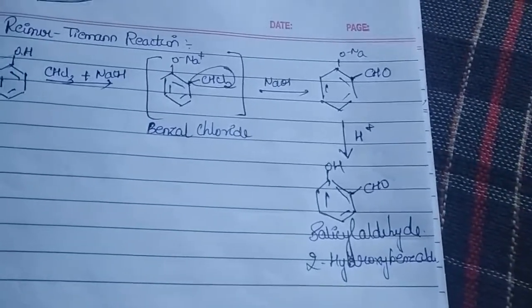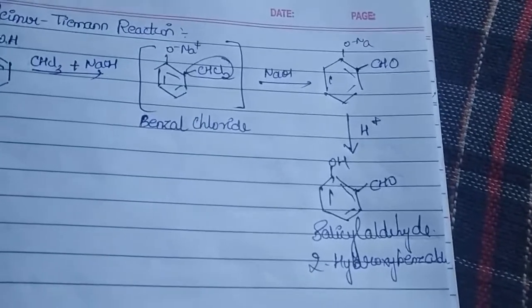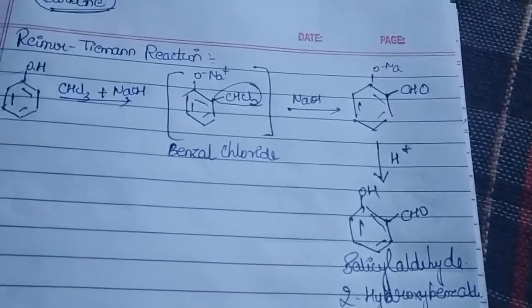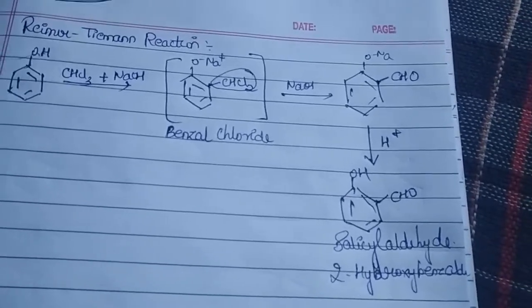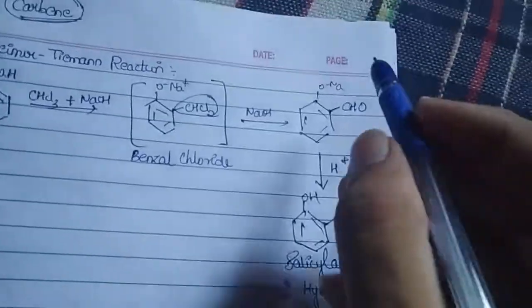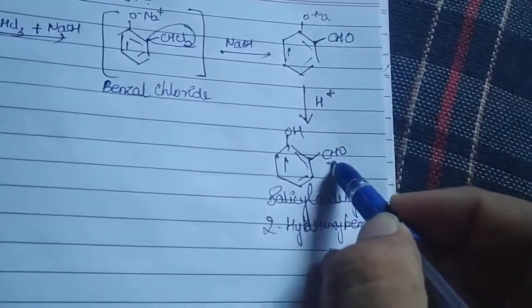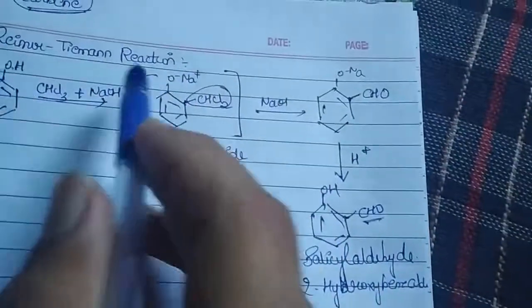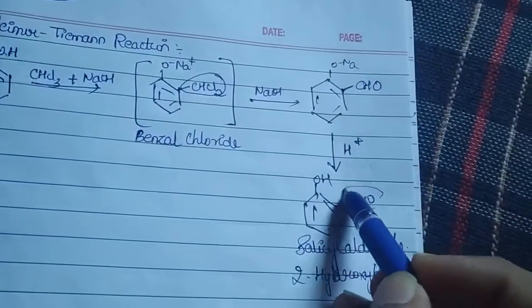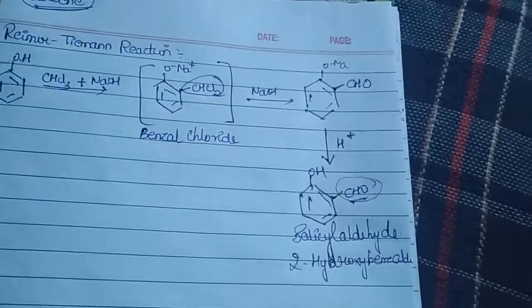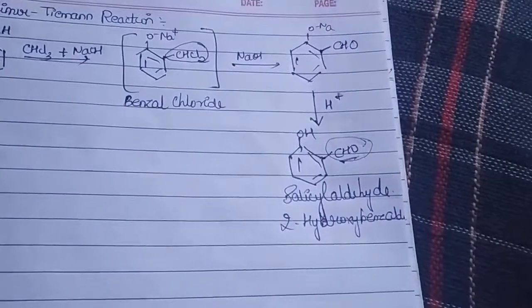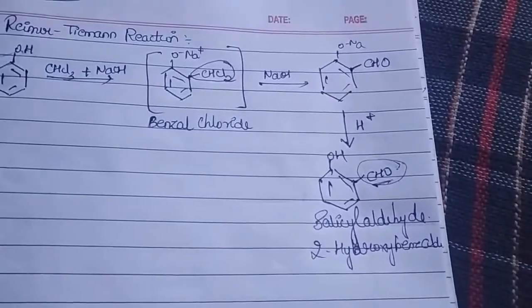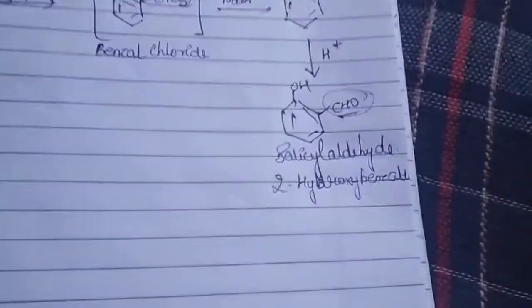because in Kolbe's we saw how we can prepare salicylic acid. I repeat, in Kolbe's we get the preparation of salicylic acid. In the Riemer-Tiemann reaction we are studying the preparation of salicylaldehyde. So in Kolbe's there was a COOH group, but in the Riemer-Tiemann reaction, instead of that group you have an aldehyde group. Hence it has the name salicylaldehyde. Is that clear?